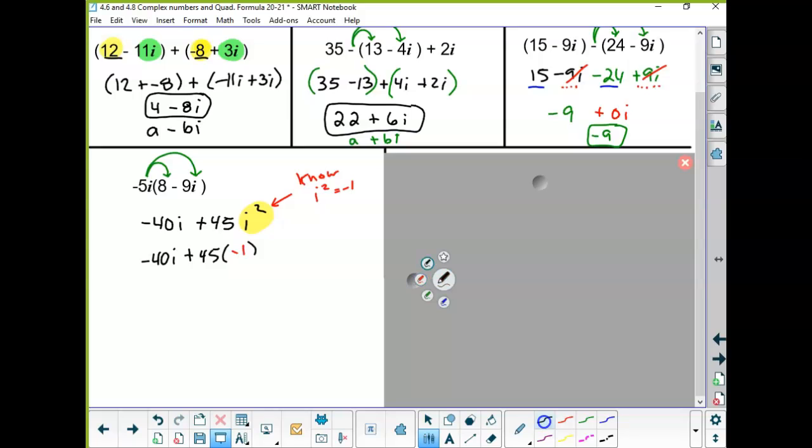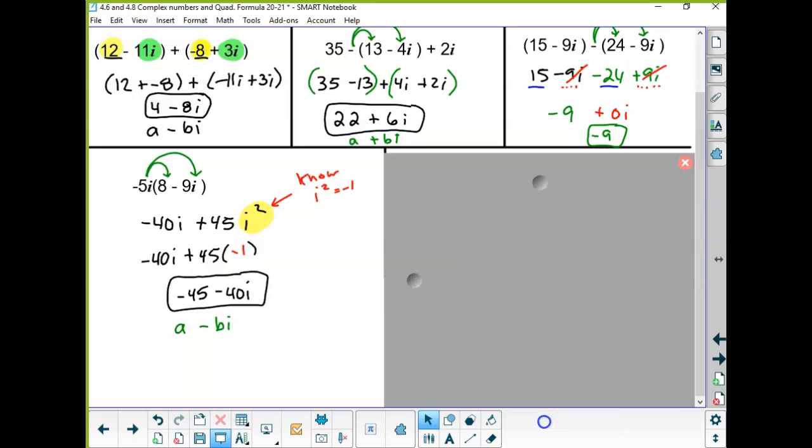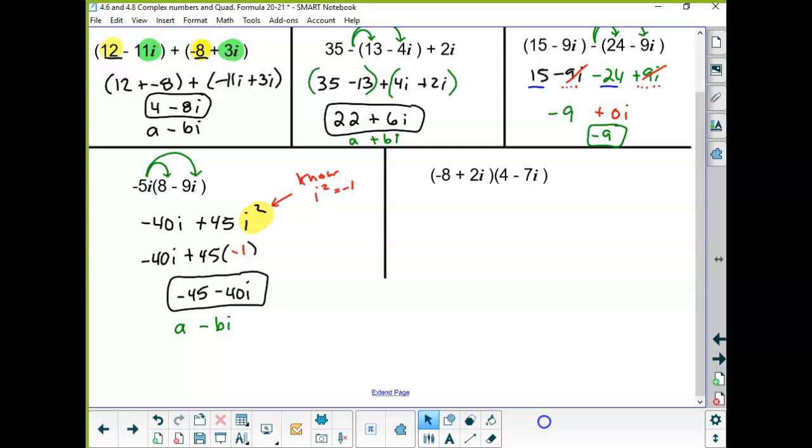And then watch how this kind of changes the order of things. Negative 1 times 45 is a negative 45. And then I have the minus 40i. I'm going to put that at the end. And the only reason why is because it's now in that form of a minus bi. So it's a complex number there, a minus bi. So that's the one thing that you really have to be aware of, is when you see that i squared, which always occurs anytime you multiply i times i, you know that that i squared is going to be replaced with negative 1.